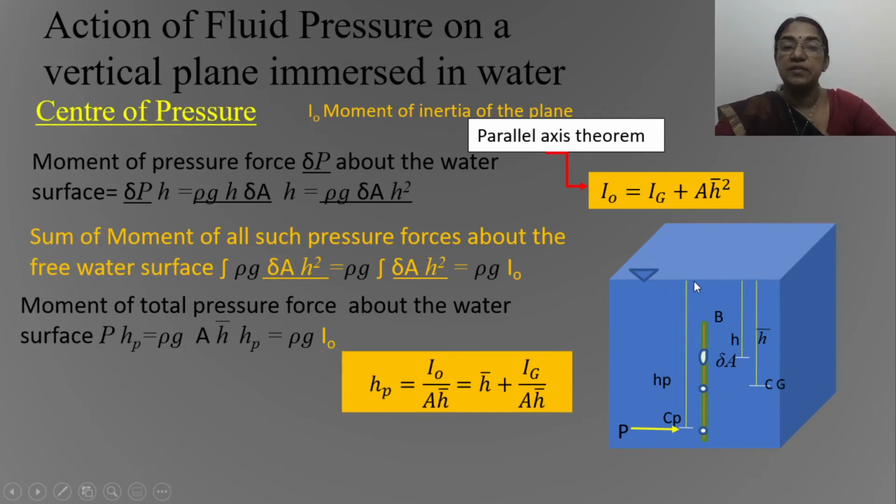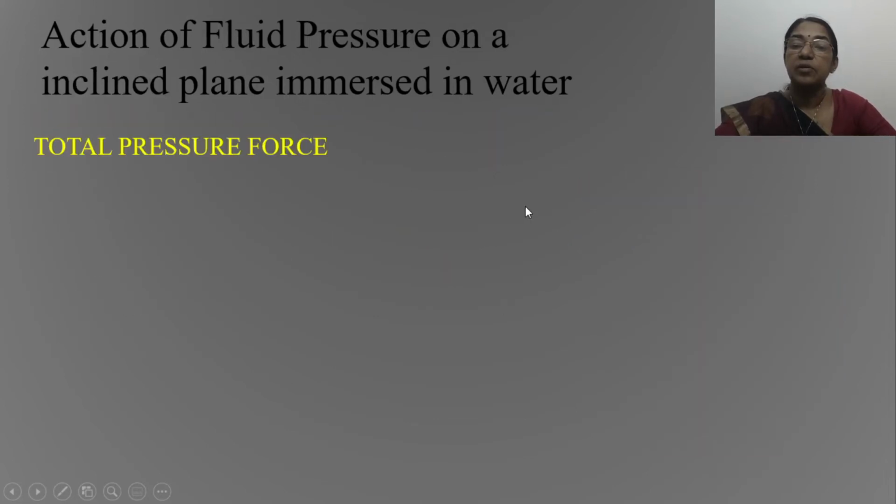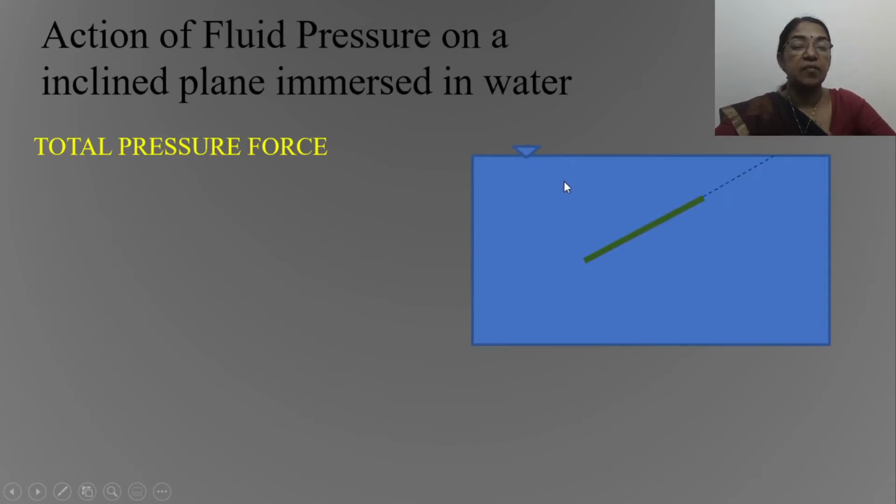Now let us discuss the action of fluid pressure on an inclined plane immersed in water. Consider an inclined plane which is inclined by an angle theta with respect to the free surface. Consider a point Q which is at a distance of h from the free surface. The center of gravity of this plane is at a distance of h bar from the free surface, and the center of pressure is acting at a distance of hp from the free surface.